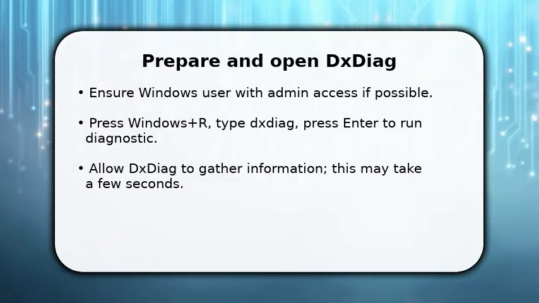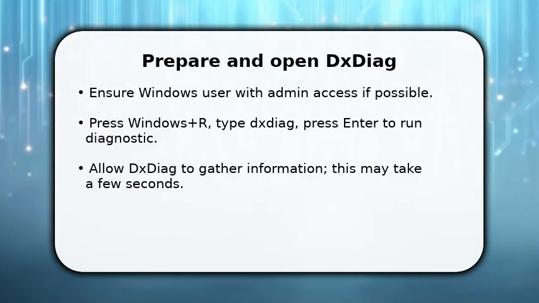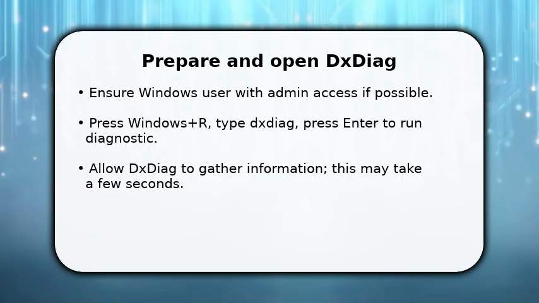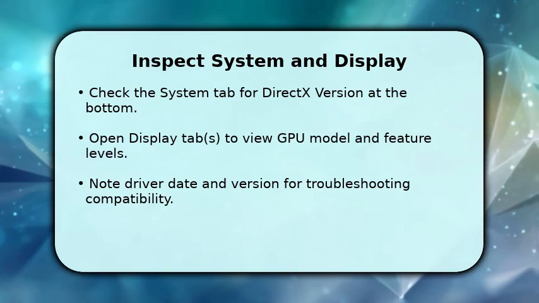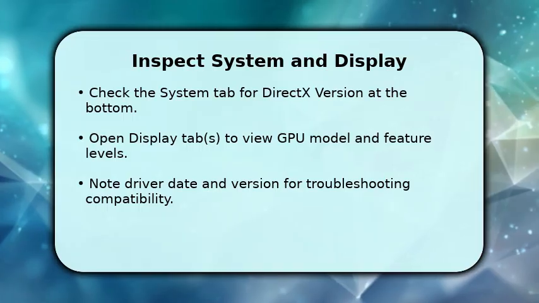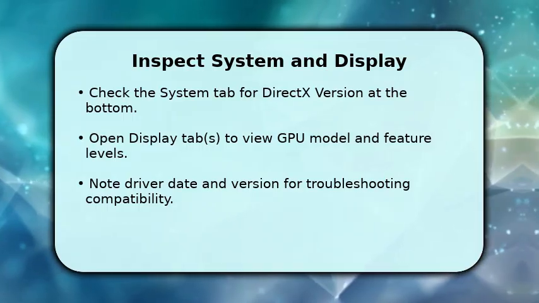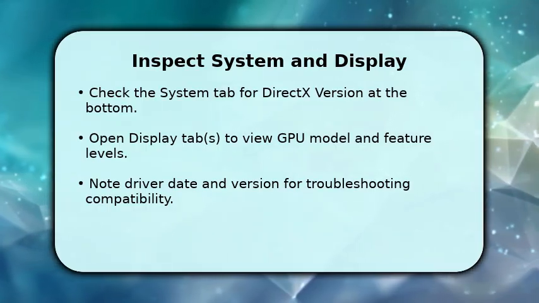The tool will load and collect hardware and driver info automatically. Wait until the progress bar or status says it's finished before moving on so you don't miss any fields. Once dxdiag finishes, switch to the System tab and look at the DirectX version line near the bottom to confirm installation. Next, click the Display tab, or multiple display tabs if you have more than one GPU.